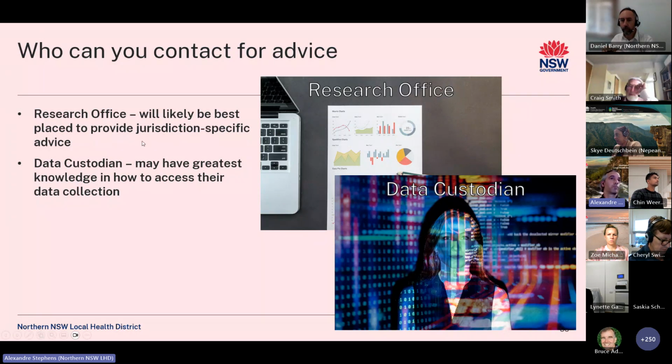And one of these is typically the research office, which should be knowledgeable in those processes. So likely your best bet in terms of providing jurisdiction-specific advice, or the data custodians of those individual data collections are also good people to potentially contact to understand how to access their various data collections.